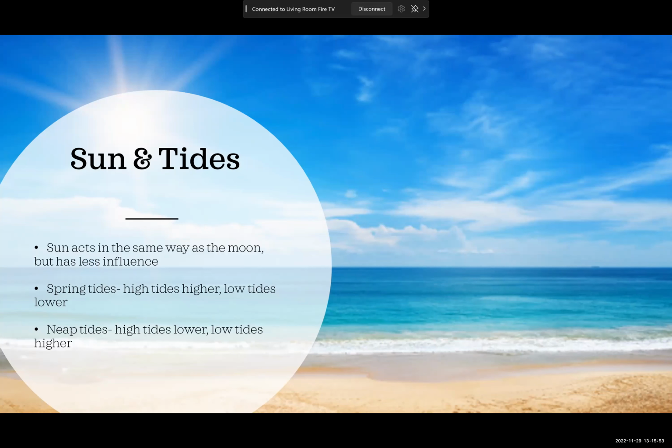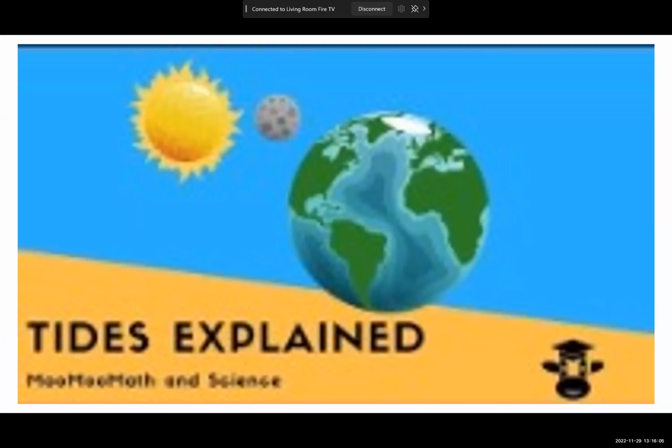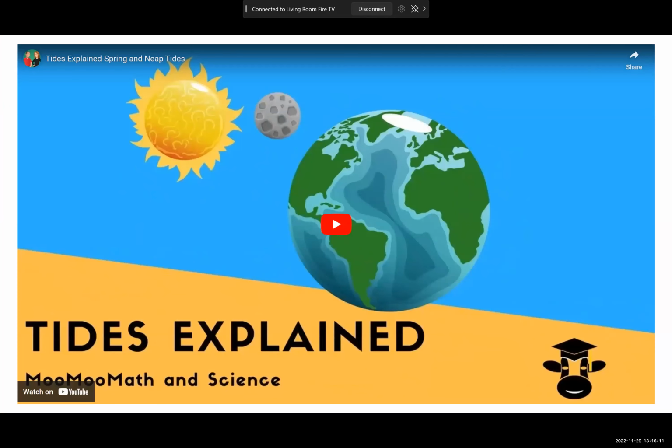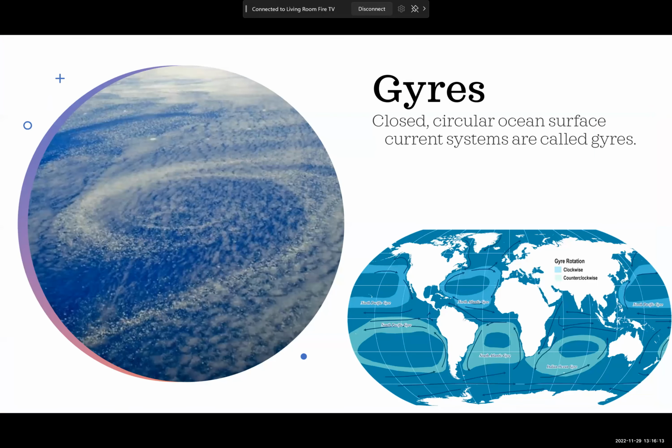So we have what we call spring tides. These are when high tides get higher and low tides get lower. And then we have neap tides. And that's when high tides get lower and low tides get higher. It's based on an average. Don't worry about it too much. So, tides explained. I'm actually going to leave this one for you to watch, because you can go back and watch it later, but I'm watching our time and I want you guys to have a little review time.